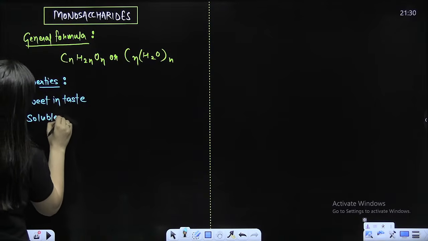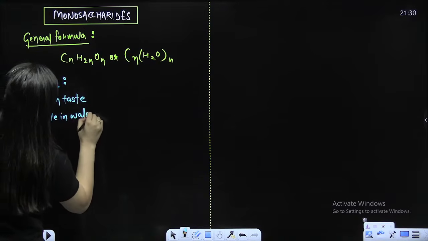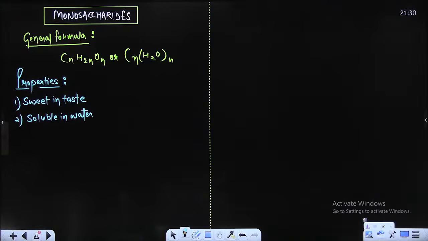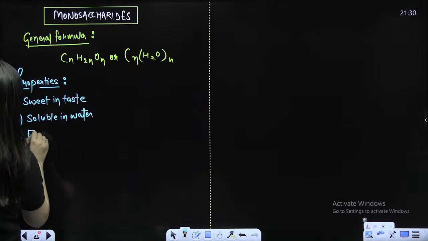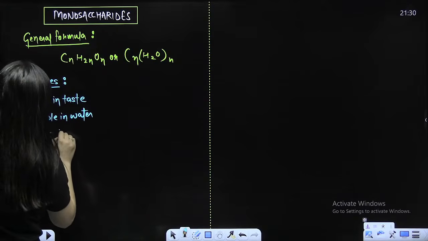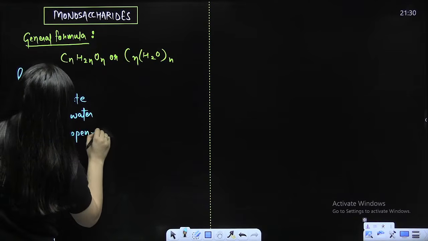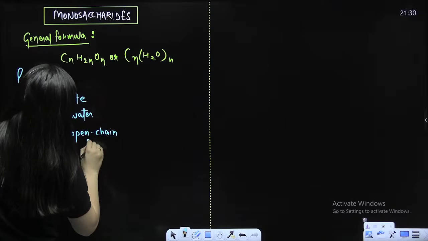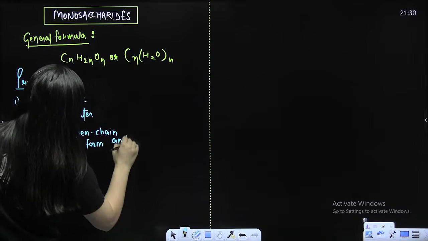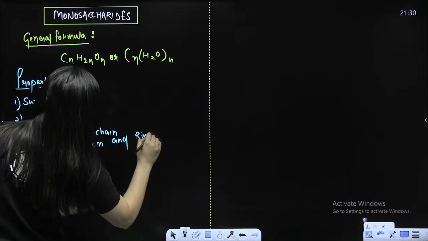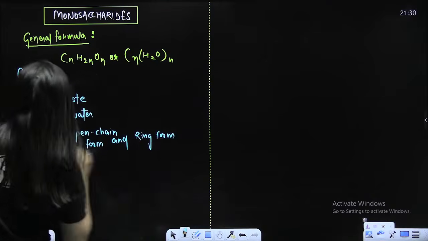They are soluble in water as well, and sweet in taste. They are highly soluble because they have many OH groups. Now, they exist in open chain form and in the ring form, or cyclic form. That is also what you are going to see here.